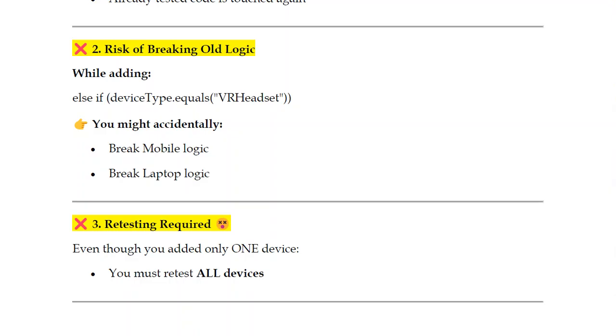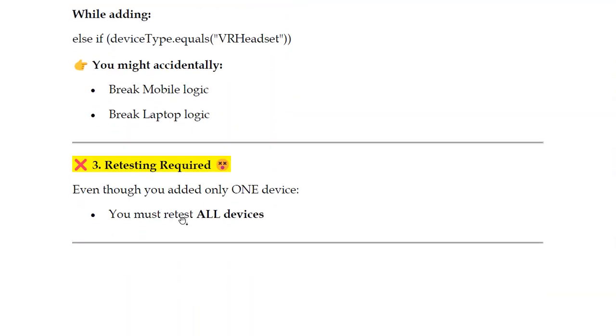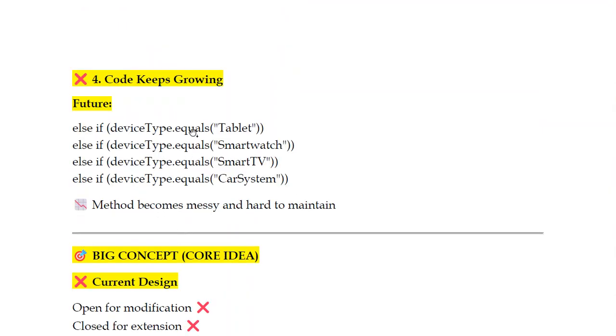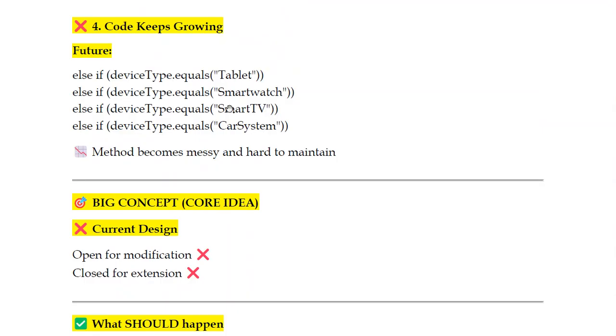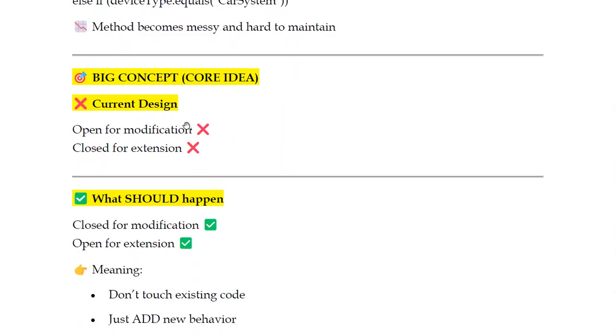Retesting is required. The reason is, you are adding one more device or a few more devices, a VR headset, tablet, something newly coming, and you are going to retest everything from the beginning because of that one device. So the code keeps growing, and if more devices come, you are definitely writing the same code again. It becomes messy and hard to maintain. The main problem is you are open for modification, closed for extension. You are not extending, you are modifying the code.